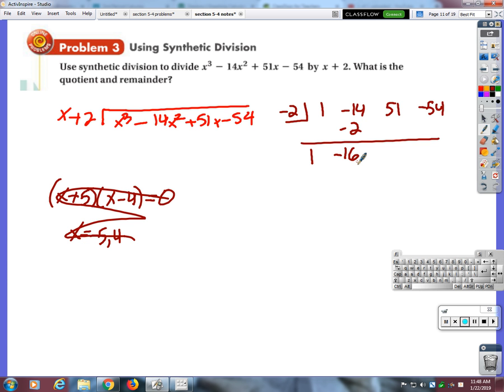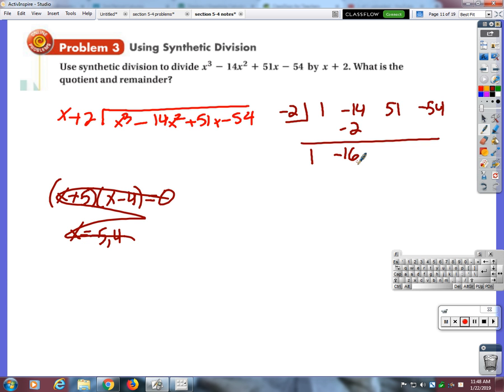Okay? The 1 is the first number. I just brought that down. The negative 2 right here, or the negative 2 right here? This one? Okay, this one comes from what makes this be 0. So negative 2 plus 2 is 0. And then this one right here is because I went negative 2 times 1 is negative 2. I'm just going to multiply and then add, and then multiply and then add.